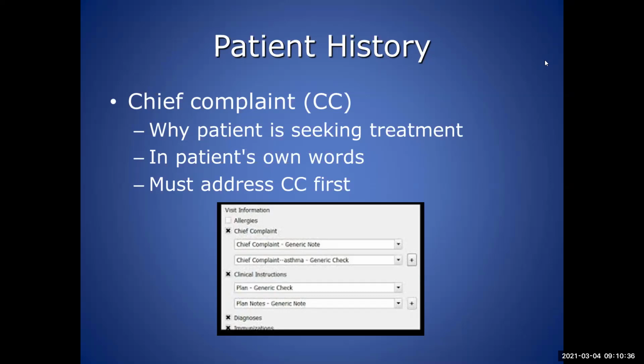And if the patient's in pain, you always take care of the pain first. Okay, and that is the board question. You always take care of the discomfort first.